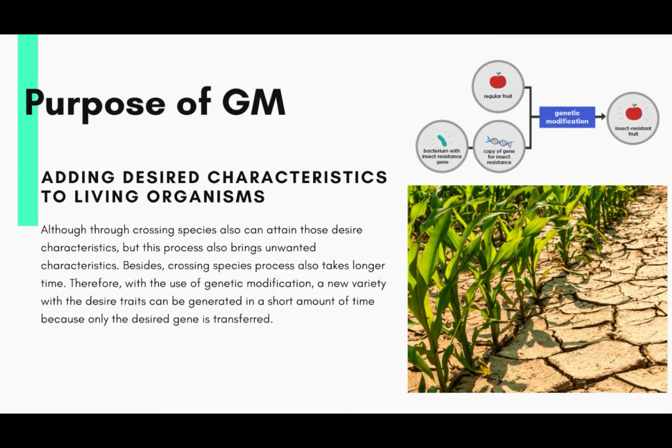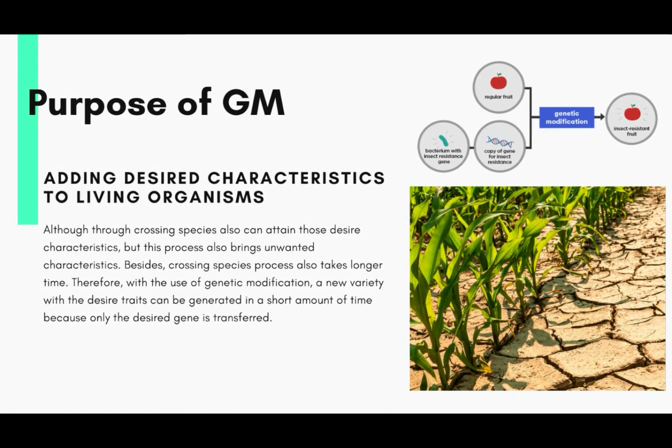Examples of desired characteristics are disease resistance or drought resistance, which can be added by using this technique. Although crossing species can also attain those desired characteristics, this process also brings unwanted characteristics. Besides, the crossing process takes a longer time. Therefore, with the use of genetic modification, a new variety with the desired traits can be generated in a short amount of time because only the desired gene is transferred.